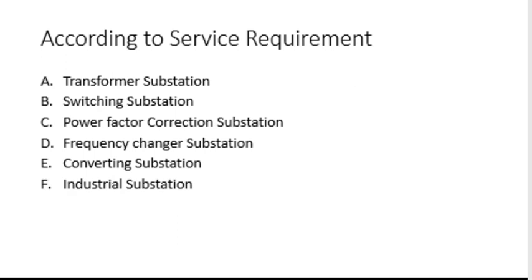The second one is the switching substation. In that substation, the voltage level will not be changing. The voltage level will be constant, but there will only be switching of the power lines. The switching of the power lines means the voltage level will be constant.